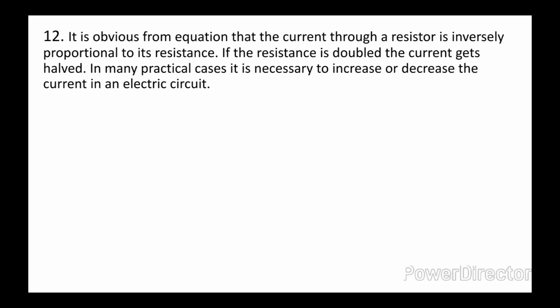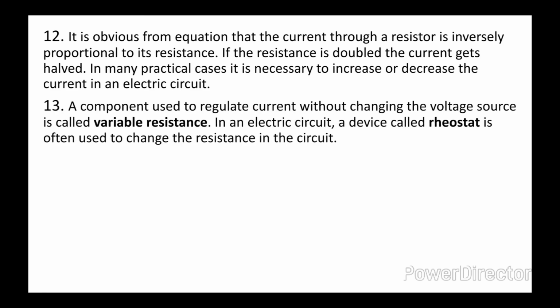For example, if we consider resistance to be equal to 4 ohms, then the current will be 2 amperes through the circuit. And a component used in the circuit to change the resistance without altering the voltage source is nothing but a variable resistance. To change the resistance in the circuit, we make use of a device called a rheostat. So a rheostat is a device which is used to change the resistance in the circuit.